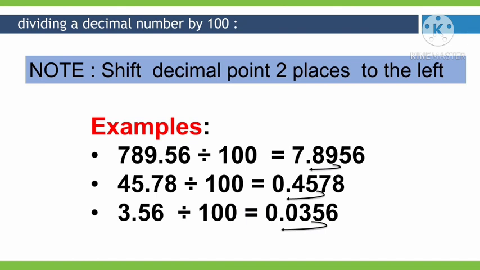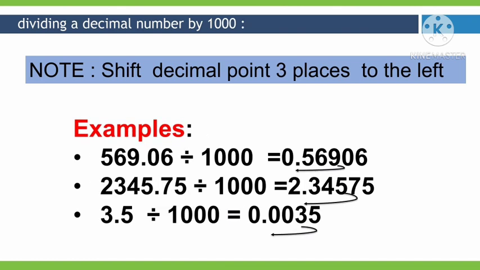Check the second example, 45.78 divided by 100. So if you shift the dot two places towards the left, we have 0.4578. Check the third example, 3.56 divided by 100. So you want to shift two places to the left. But to the left of the dot, we have only one place, one number 3. So you should add one more 0 in front. So the answer is 0.0356. I hope it's clear, children.